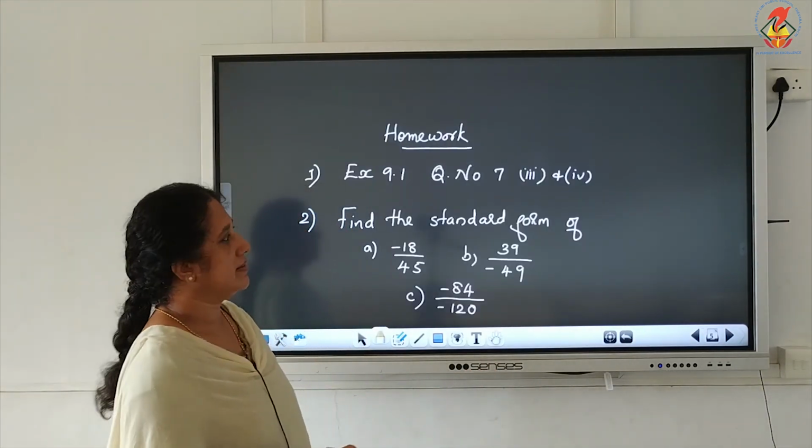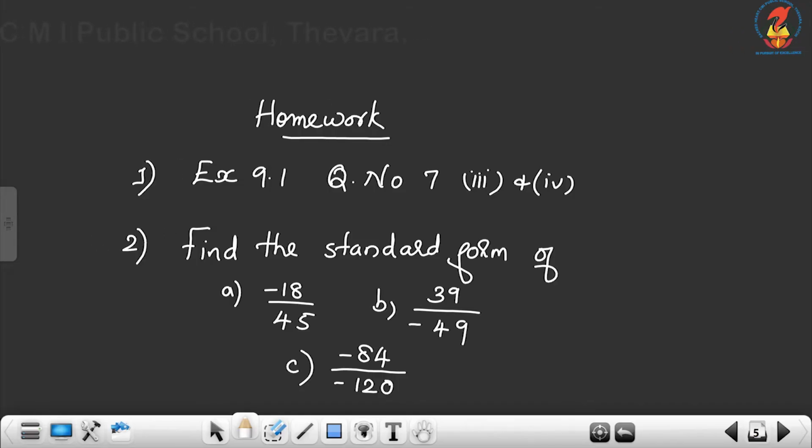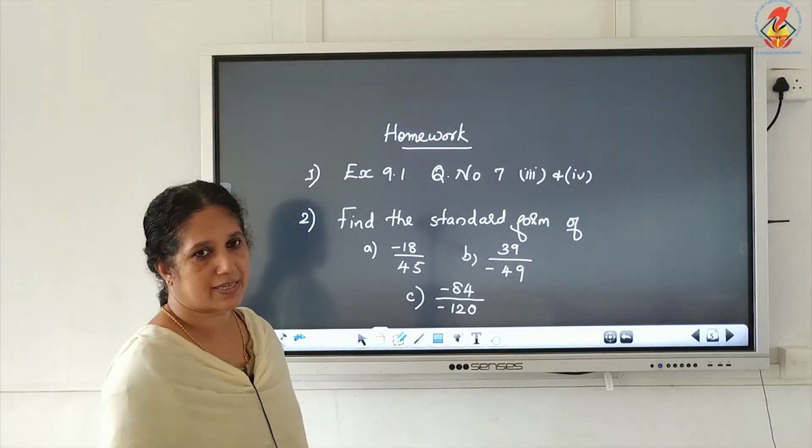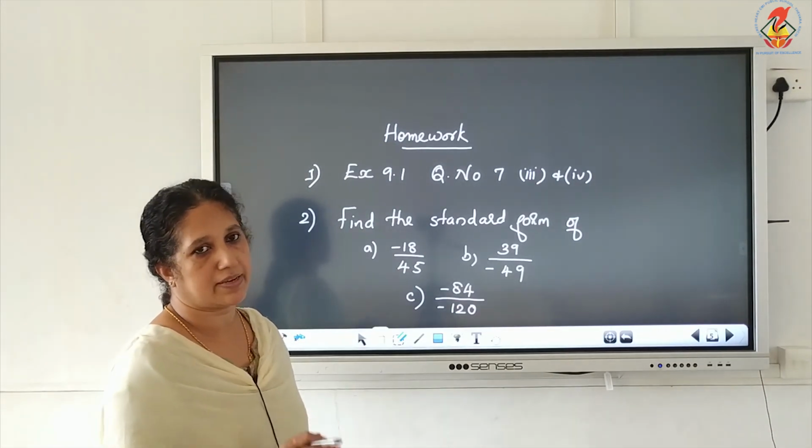Now homework: exercise 9.1, question number 7, third and fourth. And second question, find the standard form of the following rational numbers. Find out the standard form.